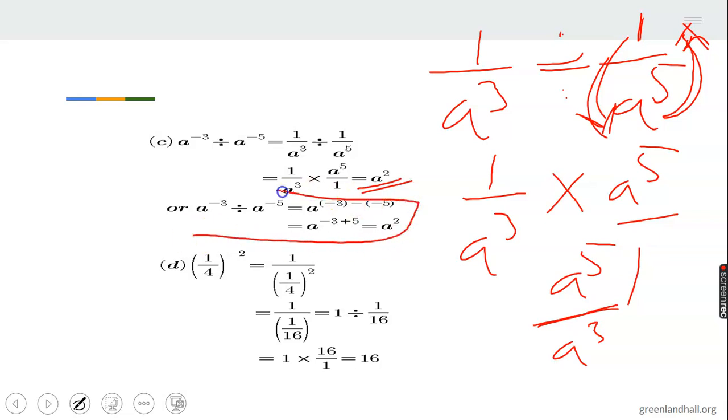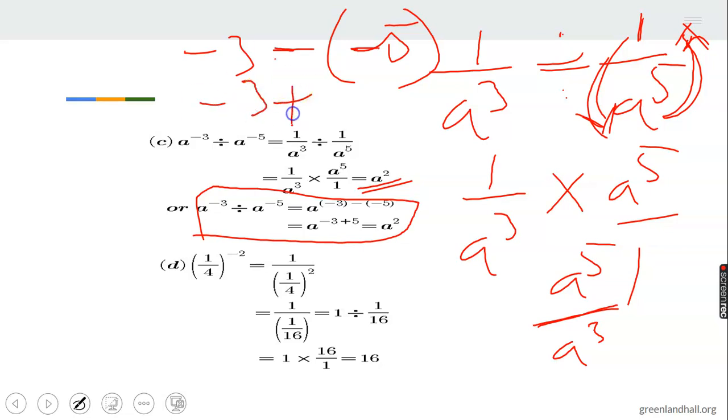Or you can choose to do it this way, like you have here. It will be minus 3, because we are dealing with division, minus open bracket, this one is minus 5. When you use minus to open this bracket, it will be plus. That will be minus 3 plus 5, which is the same as saying 5 minus 3, which equals 2. Our answer will be a to the power of 2.